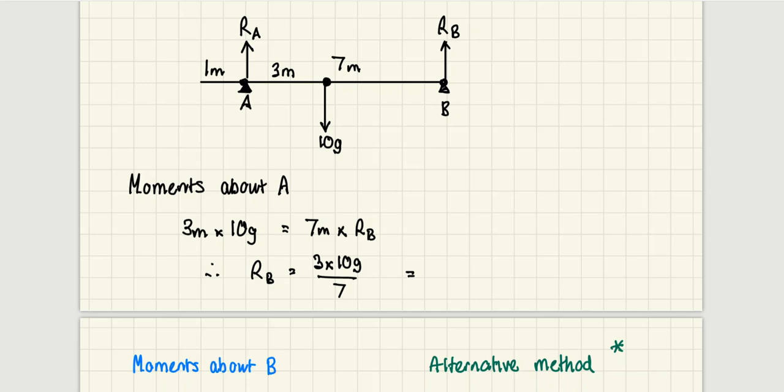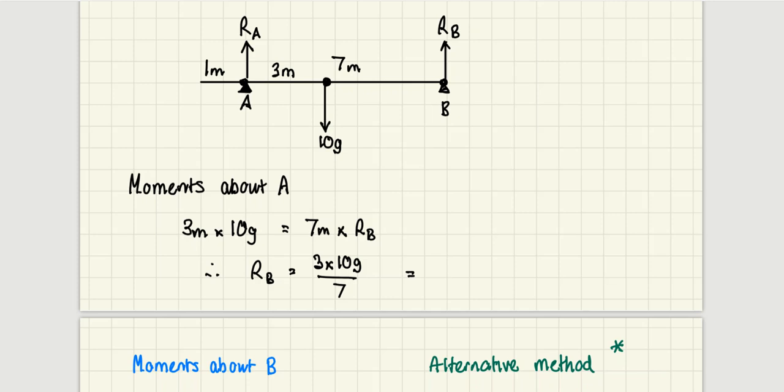Okay, so I'm taking moments about A first. I've got 3 meters times 10g. Why? 10 kilograms times g, which is 9.8. And why have I done 3 meters times 10 times g? That's the distance of the pivot point from A. So that's the moment about A: force times distance.